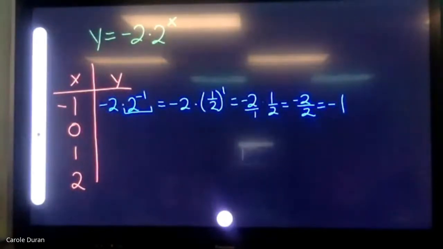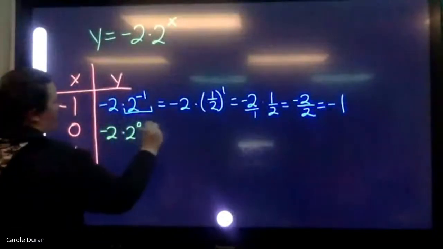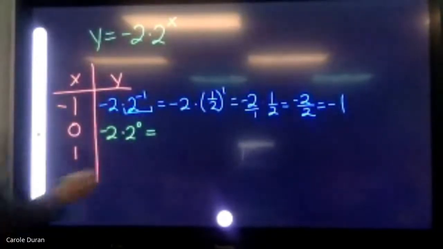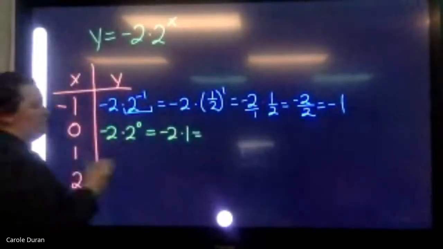Next one. I have -2 times 2 to the 0 power. Which part of this am I going to deal with first? The exponent. So it's 2 to the 0 power, Heath. 1. So I get -2 times 1, and that equals -2.